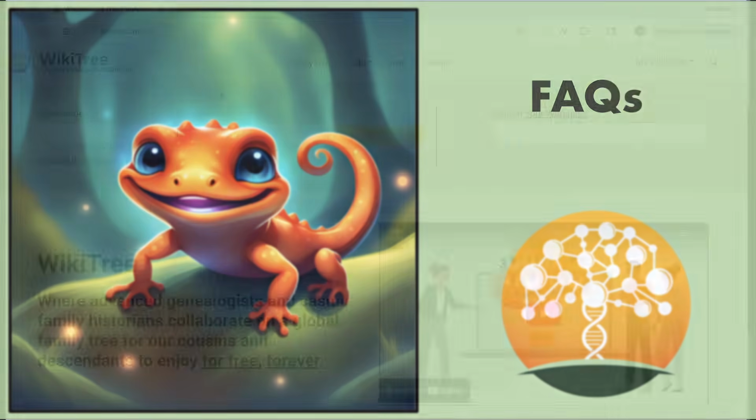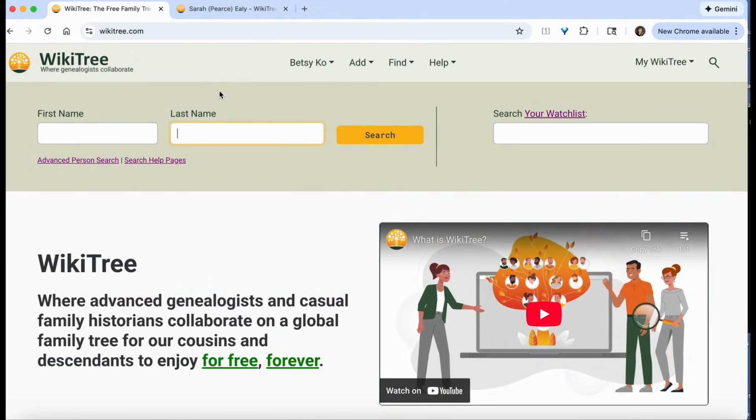At some point, sooner or later, as you're building out your branches on WikiTree, you are going to discover an ancestor who already has a profile. This is a really exciting moment because it means that you have connected into the big tree. Now, at this point, you do not want to create a duplicate profile for your ancestor. You want to connect your branches to the existing profile. So let's just look at how to do that.